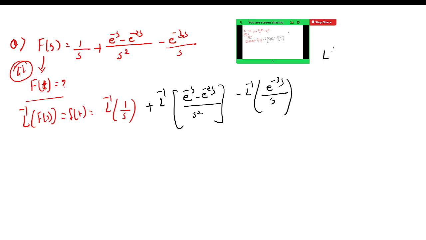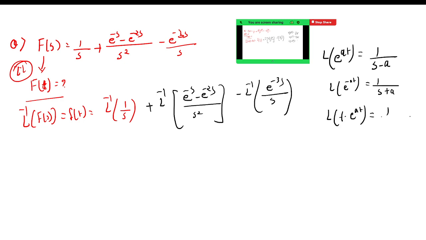So tell me, Laplace of e to the power at, that is equal to what? 1 upon s minus a. Laplace of e to the power minus at is equal to 1 upon s plus a. So can I write Laplace of t into e to the power at is equal to 1 upon (s minus a) whole square? Laplace of t into e to the power minus at, can I write 1 upon (s plus a) whole square? Any doubt?